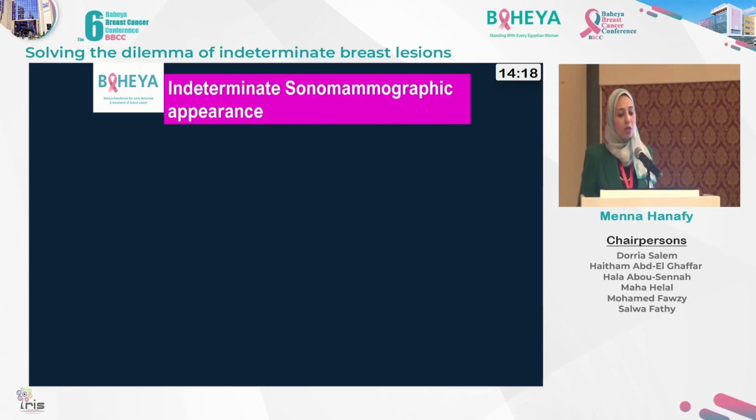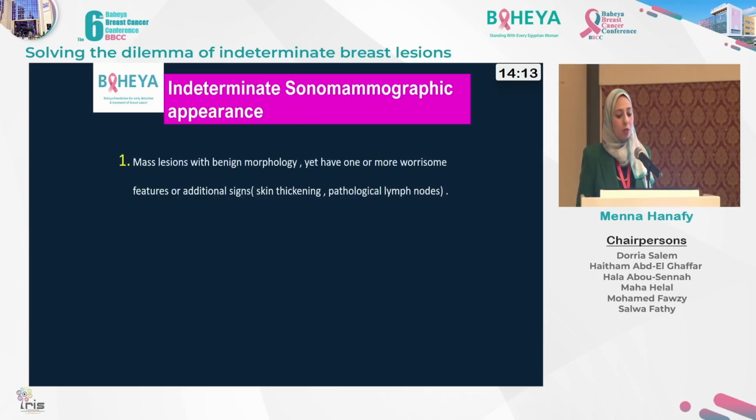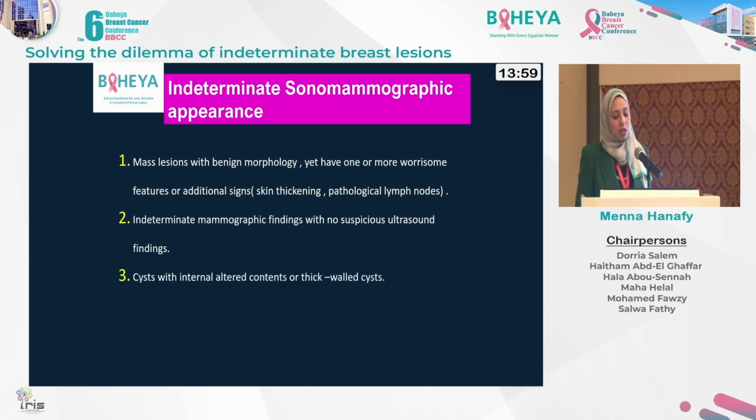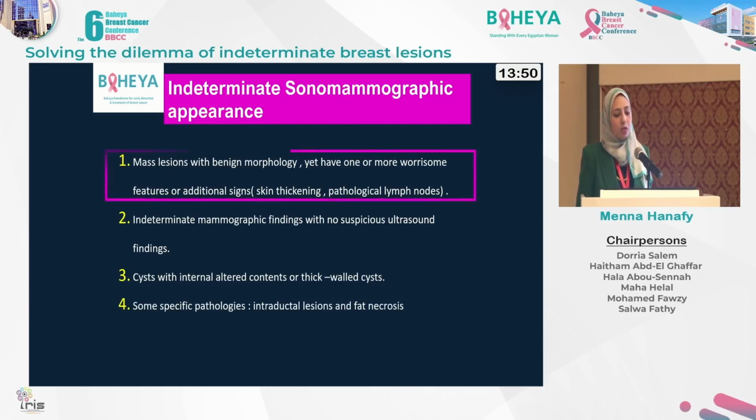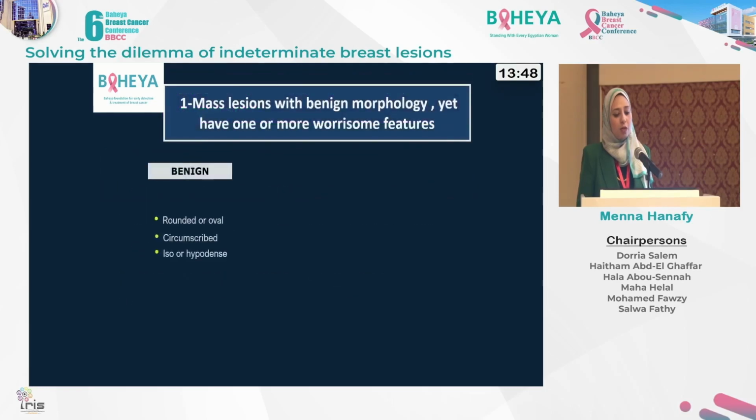For lesions with indeterminate sonomammographic appearance, this entity includes mass lesions with benign morphology, yet have one or more worrisome features or additional signs, lesions with indeterminate mammographic findings yet with no suspicious ultrasound findings, cysts with internal altered content or thick wall cysts, and some specific pathologies such as intraductal lesions and fat necrosis. We will start with mass lesions with benign morphology yet have one or more worrisome features.